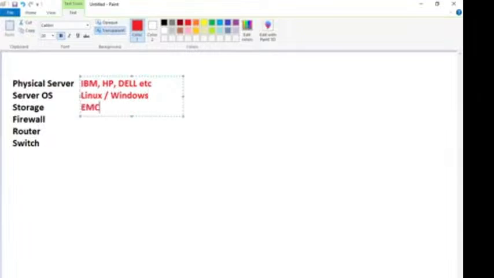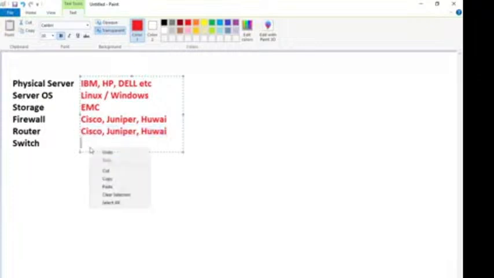Storage devices. There is a very famous company called EMC that manufactures your storage devices. Coming to firewalls, Cisco is the leading company with Juniper and Huawei. These are some of the companies. Okay. For routers also, we have similar companies like Cisco, Juniper, Huawei. And coming to switch, let me just copy paste here. These are the three top companies that manufacture your firewalls, routers, and switches. Okay, they manufacture what? They manufacture your firewalls, routers, and switches.